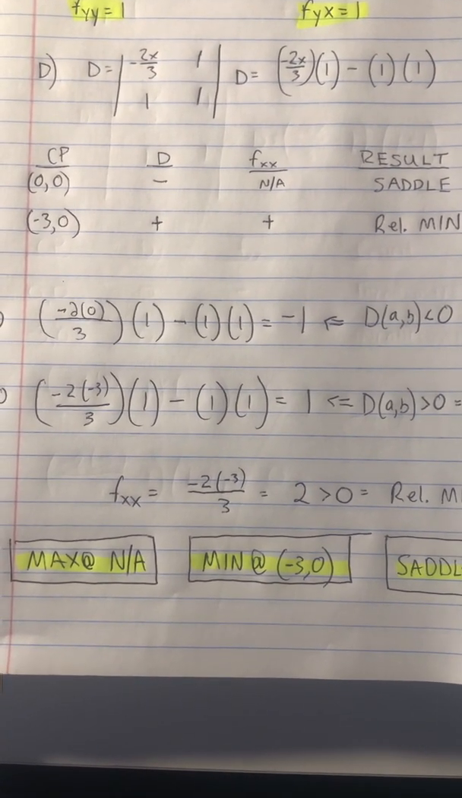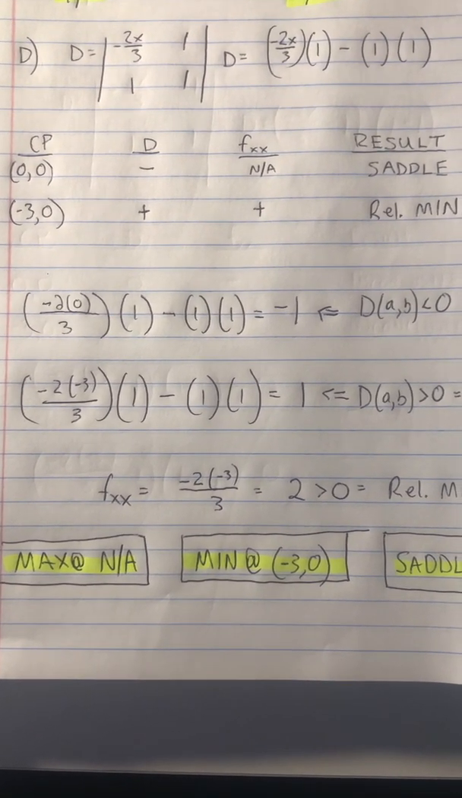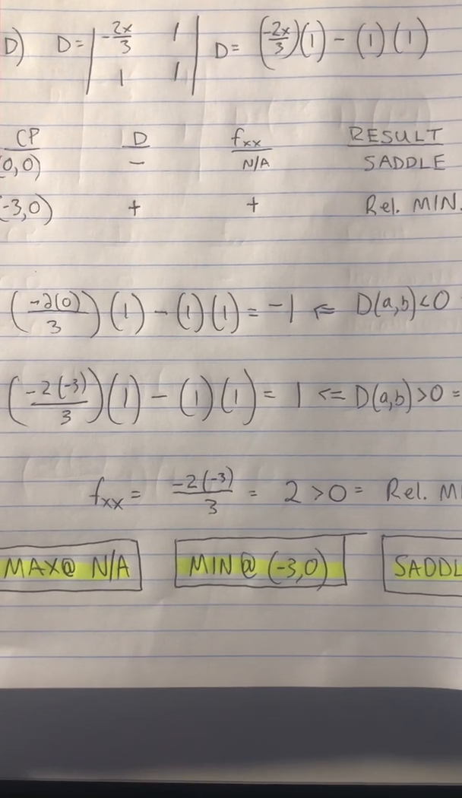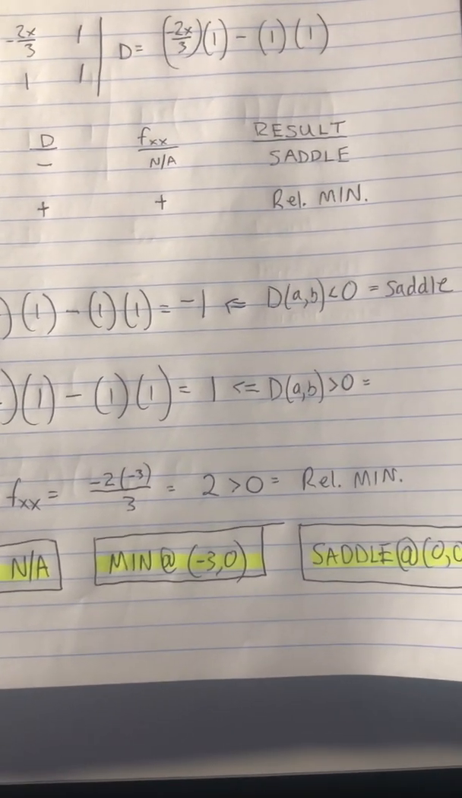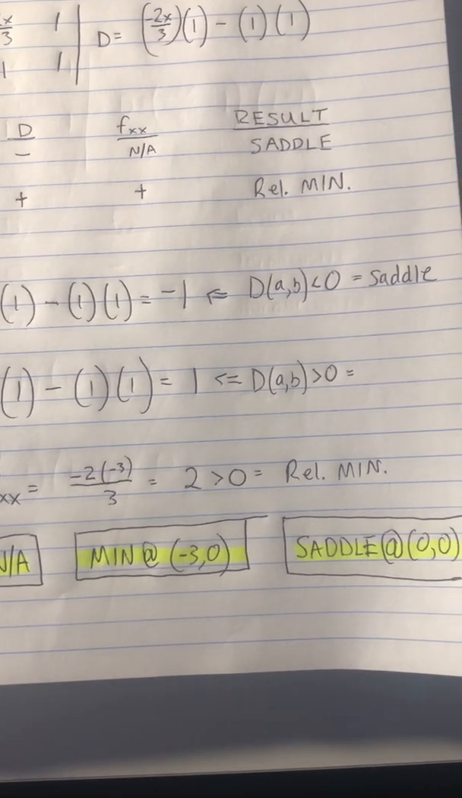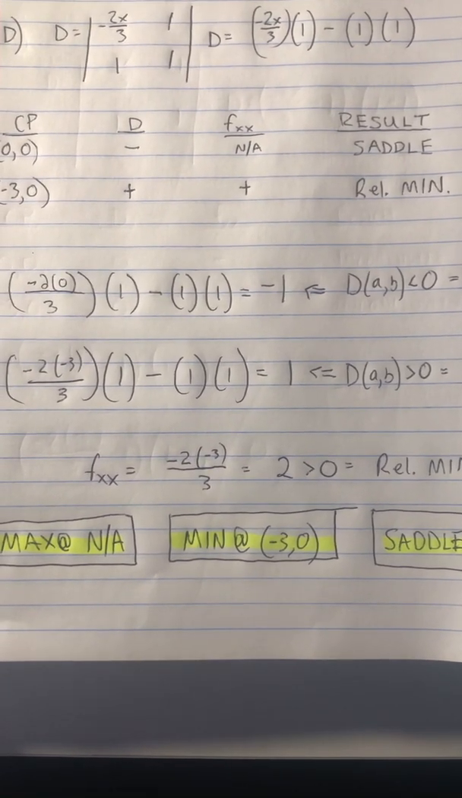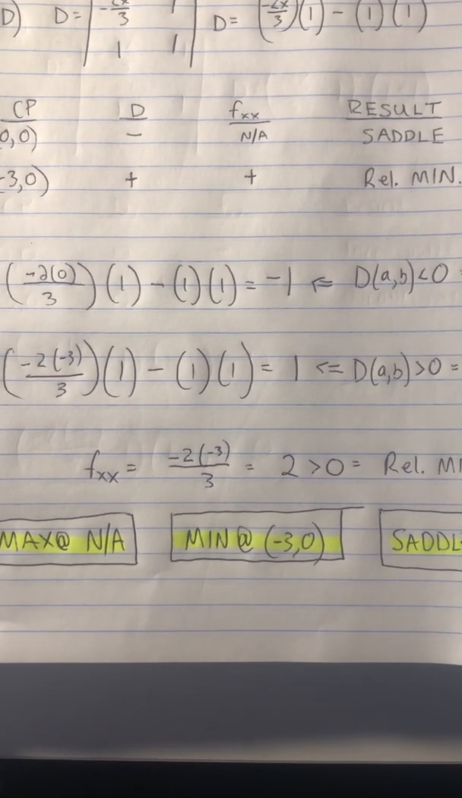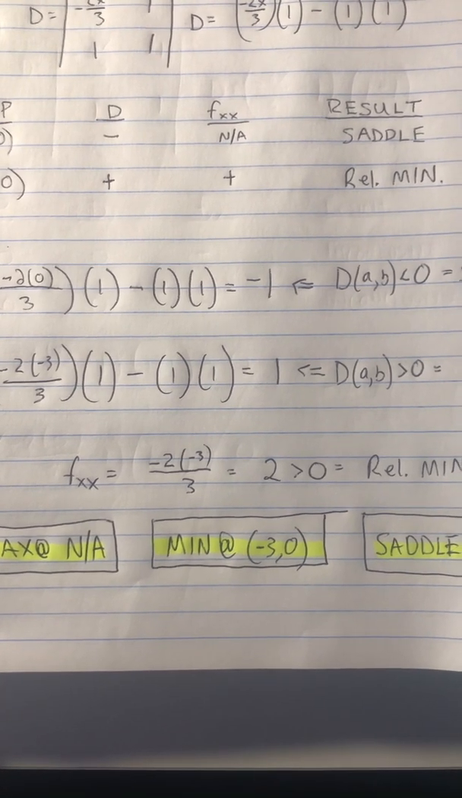Now we do the (0, 0) as -2, and we plug in the 0 for the x, so -2 times 0 divided by 3 times 1 minus 1 times 1, and we get a negative number. We get -1. And the determinant rule states that if D(a,b) is less than 0, we have a saddle point. Now, for the other equation, we put in -2 times -3, and we put -3 in for the x value, divided by 3 times 1 minus 1 times 1, and we get a positive 1.